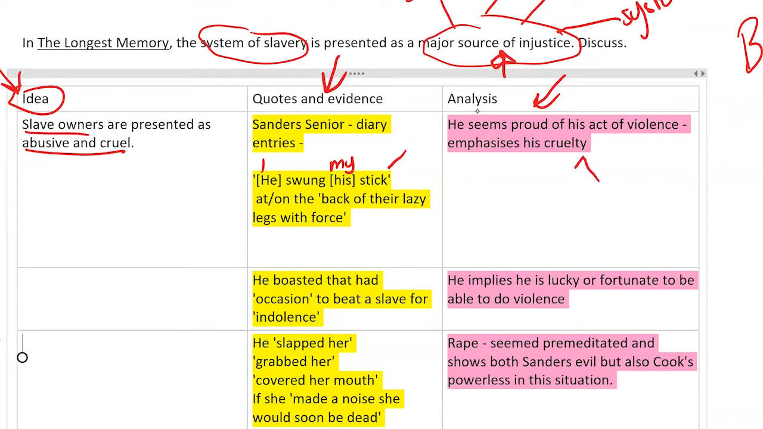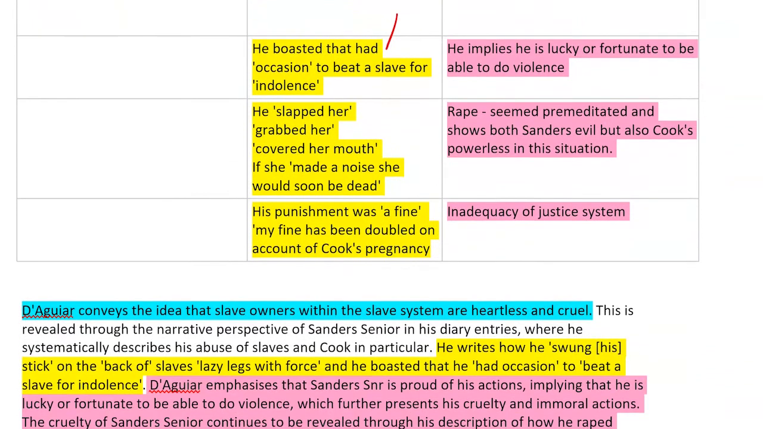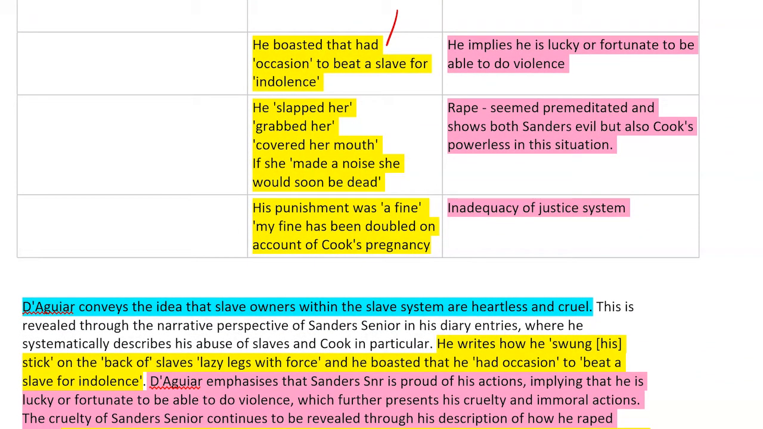And our analysis that we wrote together was that there's a sense of pride, or a tone of pride, in his acts of violence, which emphasizes his cruelty. He boasted that he had occasion to beat a slave for indolence, implying that he feels lucky or fortunate to be able to do this violence. These were the quotes to do with the rape.